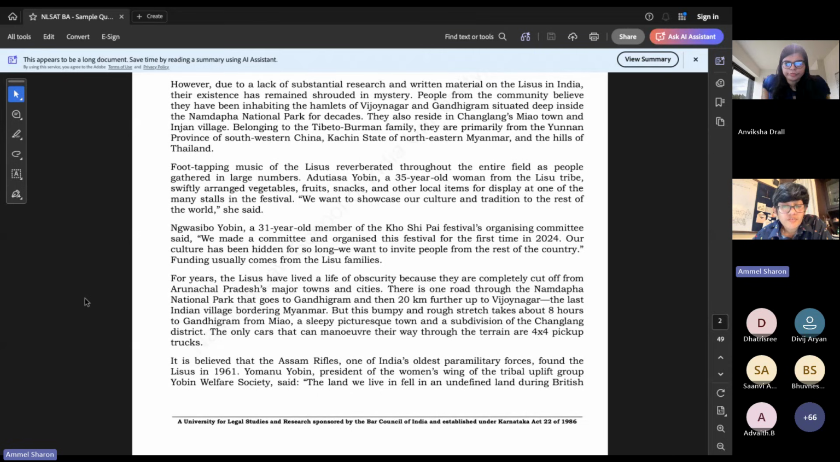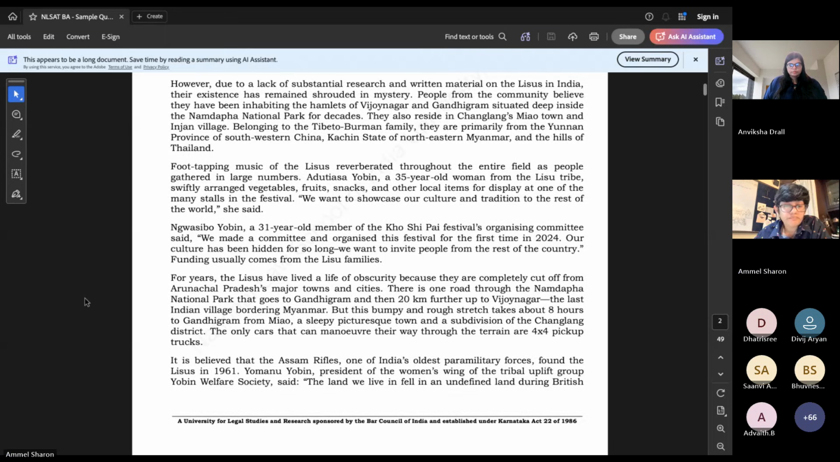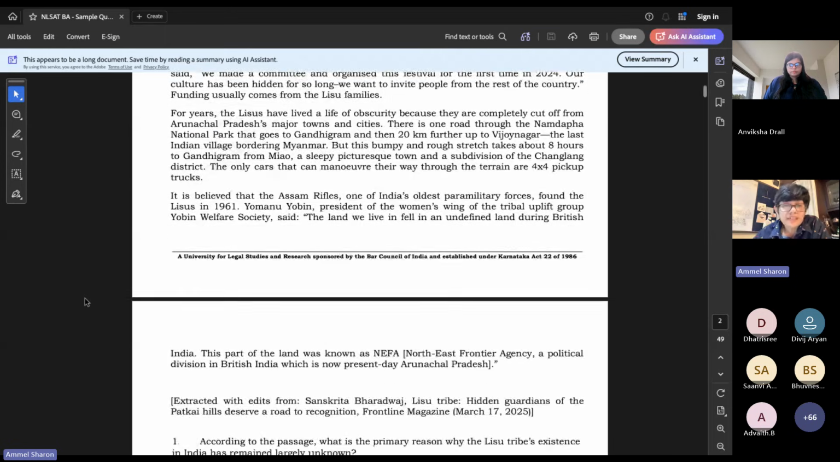But this bumpy and rough stretch takes about 8 hours to Gandhigram from Miao, a sleepy, picturesque town and a subdivision of the Changlang district. The only cars that can maneuver their way through the terrain are 4x4 pickup trucks. It is believed that the Assam Rifles, one of India's oldest paramilitary forces, found the Lisus in 1961.